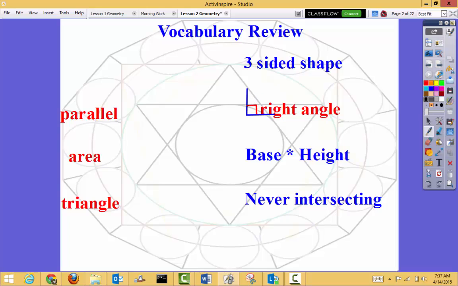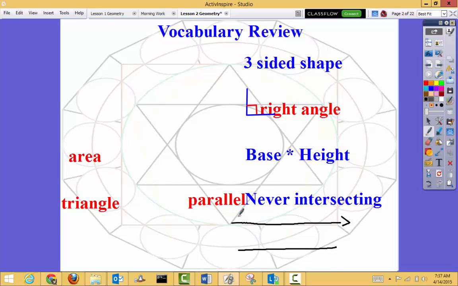This little line means it's 90 degrees, like the exact same angle as a corner of a paper. Parallel means that they're never intersecting. If we extend two lines forever and ever, and they're parallel, that means they will never touch. They will never cross.